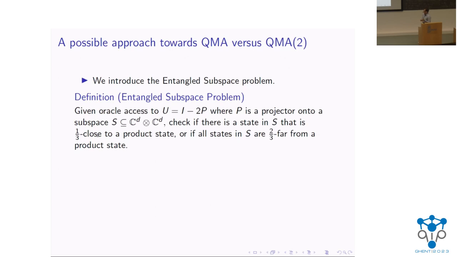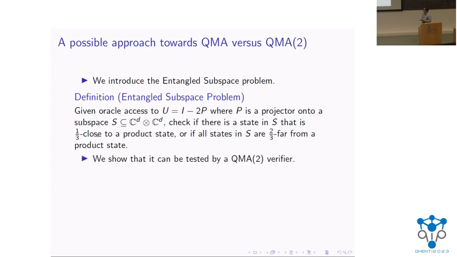In order to take steps towards proving that, we introduced this problem called the entangled subspace problem. Basically, it's very similar to the entanglement entropy problem, but instead of having a single state that we flip the sign of, we take a projector onto some subspace, and we ask whether or not that subspace contains an entangled state, or if everything in the subspace is a product state.